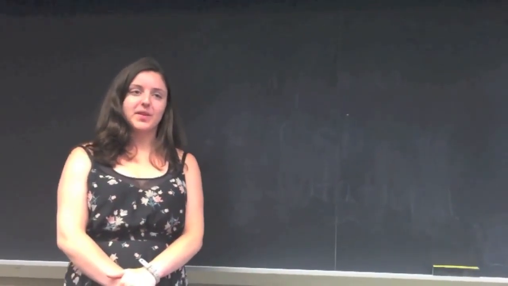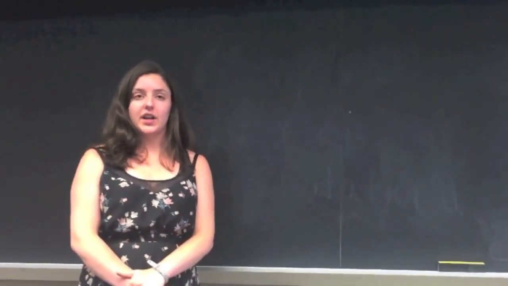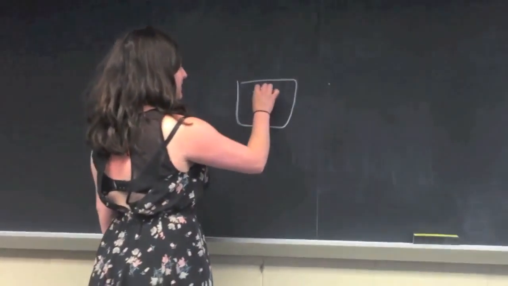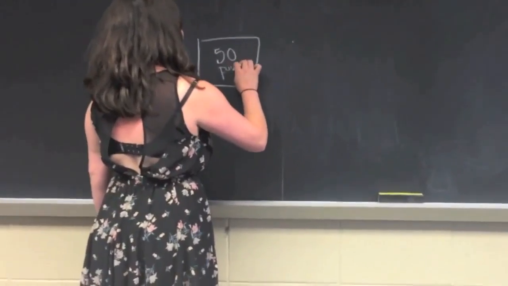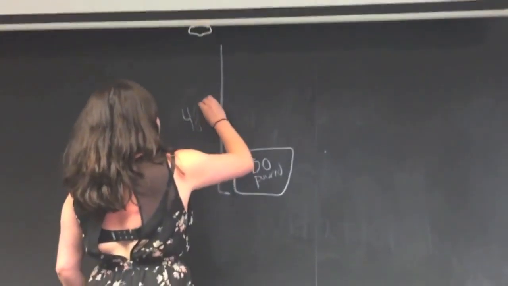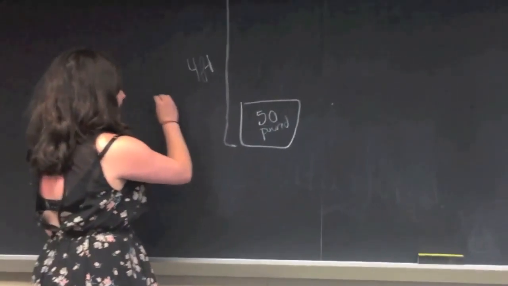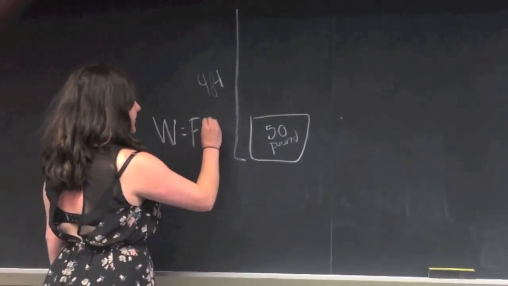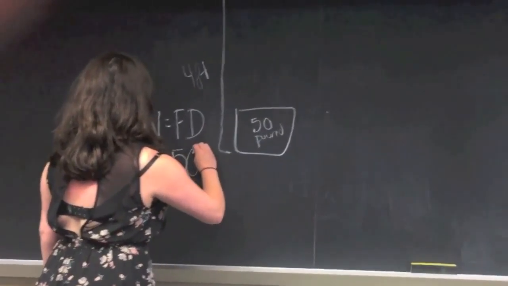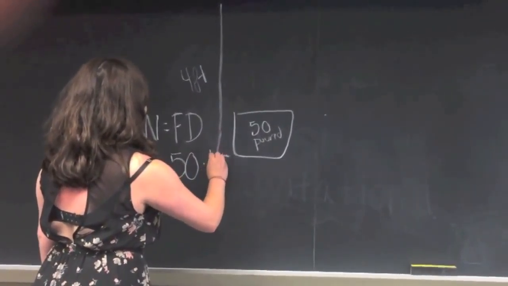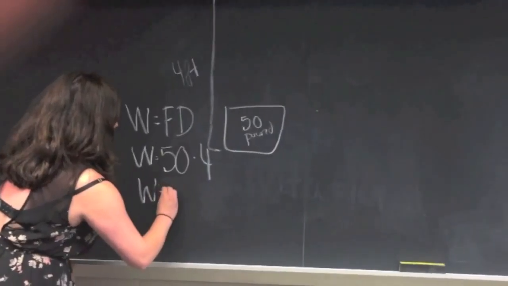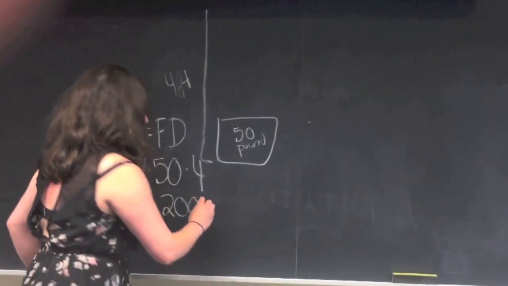Okay, now let's do an example. Find the amount of work done by lifting a 50-pound object 4 feet. So here we have the 50-pound object, and we're going to lift it 4 feet. So we need to use the formula, work equals force times distance. So we have 50 as the force and 4 as the distance. Therefore, work equals 200 foot-pounds.